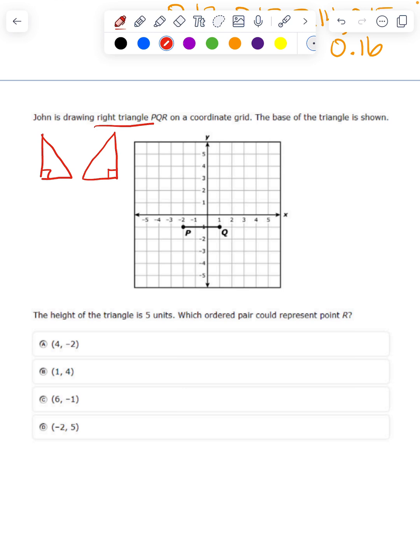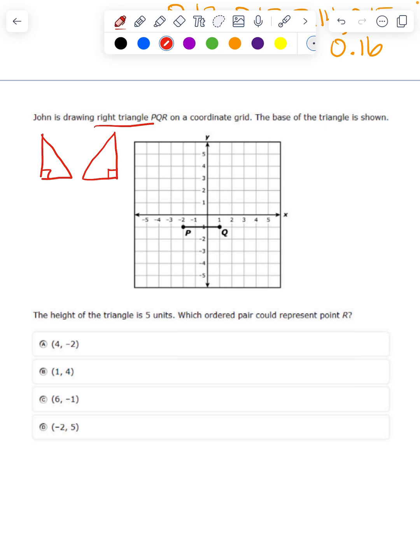So from my little line here, I can either go up this way or up this way. It just kind of depends on which way they're making the triangle, because they're telling me already this is my base, and we know that's the bottom piece here. So again, we can go straight up on this side or straight up on this side. All right, so it says the height is 5 units. And we know 5 units is just 5 hops. So it says which ordered pair could represent point R.